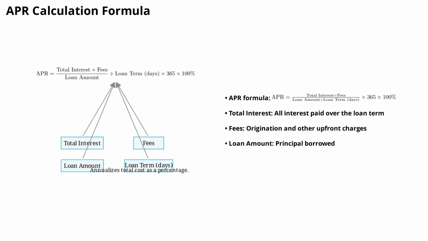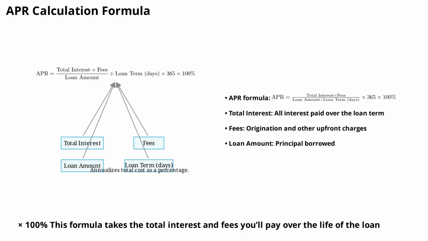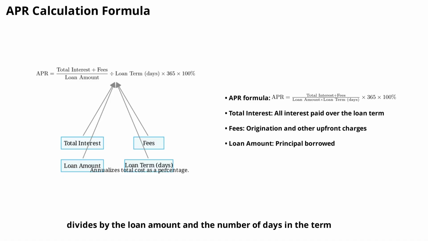The formula for calculating APR is: APR equals ((total interest plus fees divided by loan amount) divided by number of days in loan term) times 365, times 100%. This formula takes the total interest and fees you'll pay over the life of the loan, divides by the loan amount and the number of days in the term, then annualizes the result. This gives you a percentage that reflects the true yearly cost of borrowing.